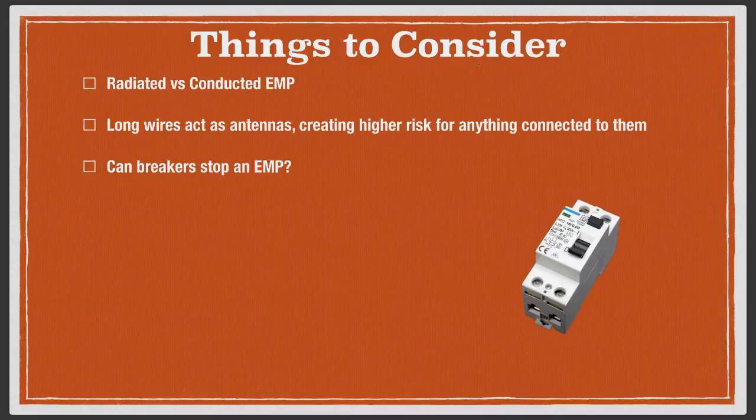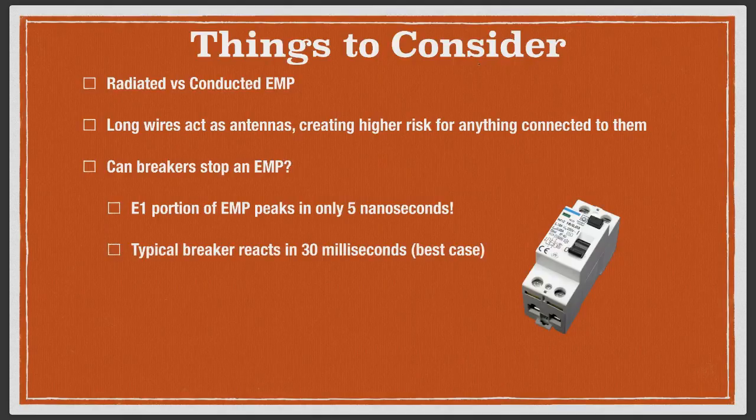But let's put it this way. Breakers simply don't react fast enough. So take a look at this. The E1 portion of an EMP peaks out in only 5 nanoseconds. That's how fast it happens. That's where it reaches its peak voltage, in 5 nanoseconds. Now bear with me here. I know these are kind of technical terms, but this is going to be really simple. You're going to see where I'm going with this in just a minute. A typical household breaker could react in roughly 30 milliseconds. There's some variation based on a number of factors, but that's kind of a best case scenario, would be 30 milliseconds.